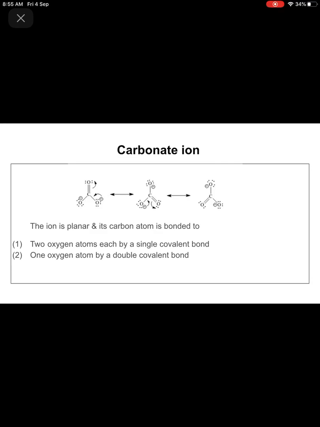Now the next molecule is the carbonate ion, CO3 2 minus. So this is a resonating structure. The ion is planar and its carbon atom is bonded to two oxygen atoms each by a single covalent bond and one oxygen atom by a double covalent bond. As you can see, there are two oxygen atoms bonded with the carbon atom by single covalent bonds, right? And one more oxygen atom which is bonded to the carbon atom through a double covalent bond.